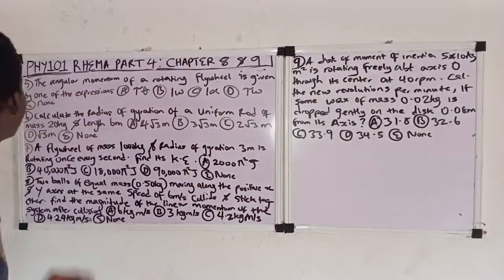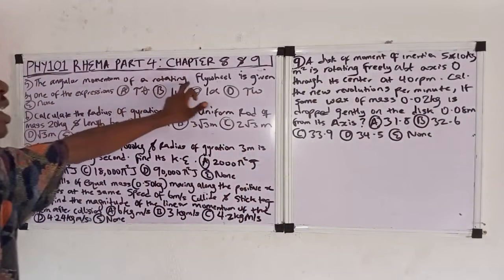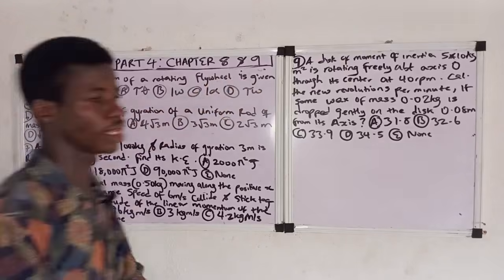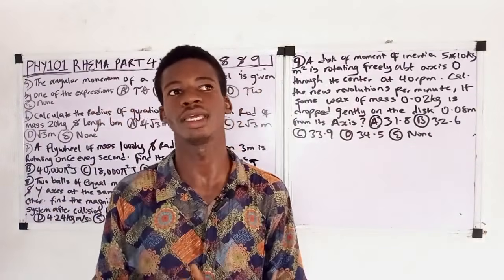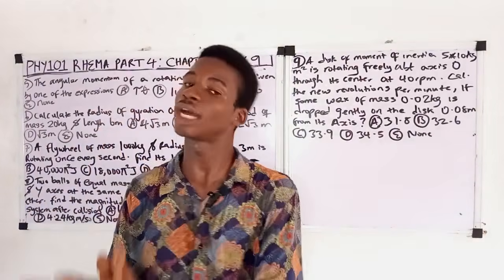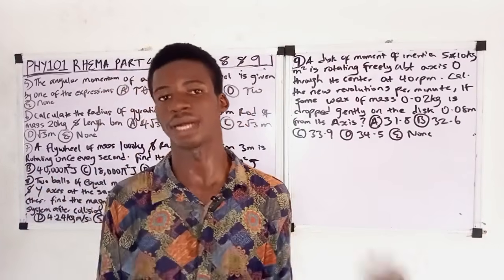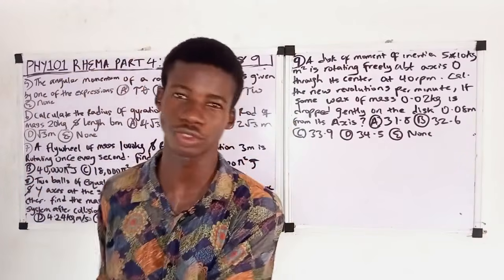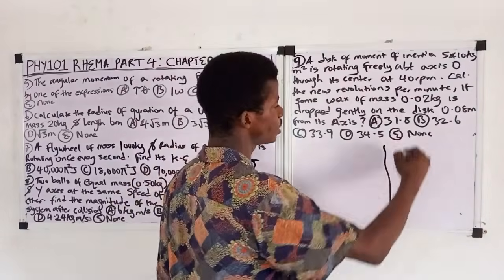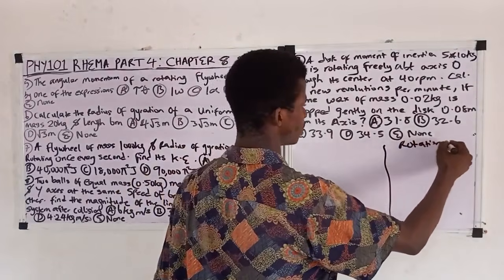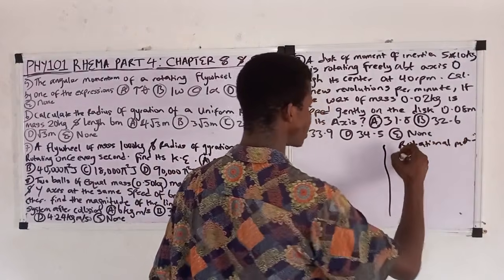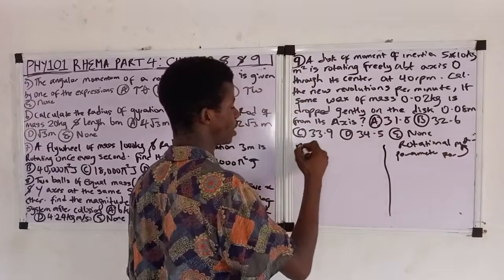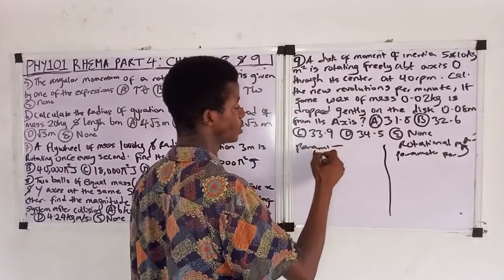So that's question 5. They said the angular momentum of a rotating flywheel is given by one of the expressions. Remember, we normally have angular parameters, and we also have linear parameters. Rotational motion is generally different from linear motion. So let's say these are the parameters for rotational motion, then parameters for linear motion.